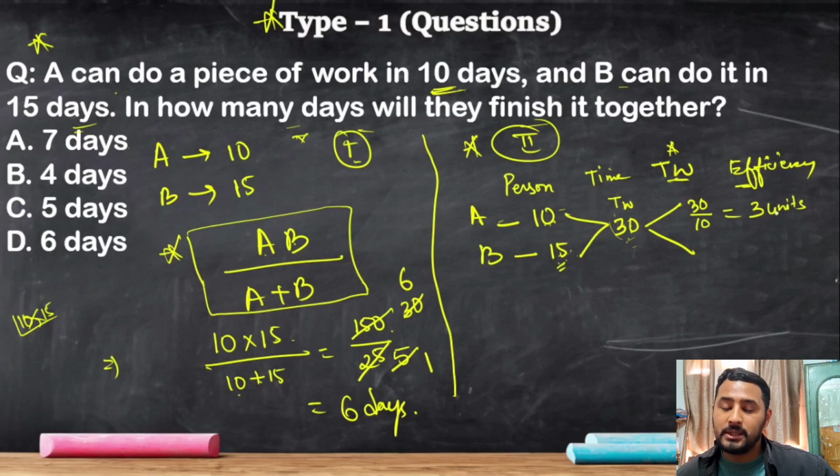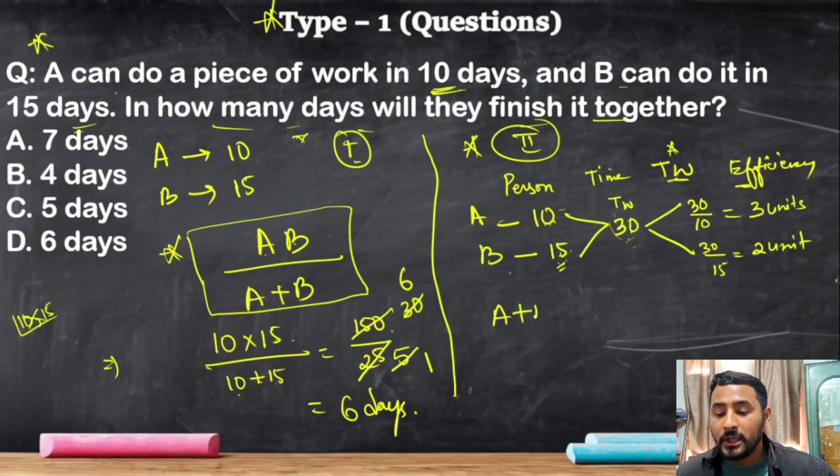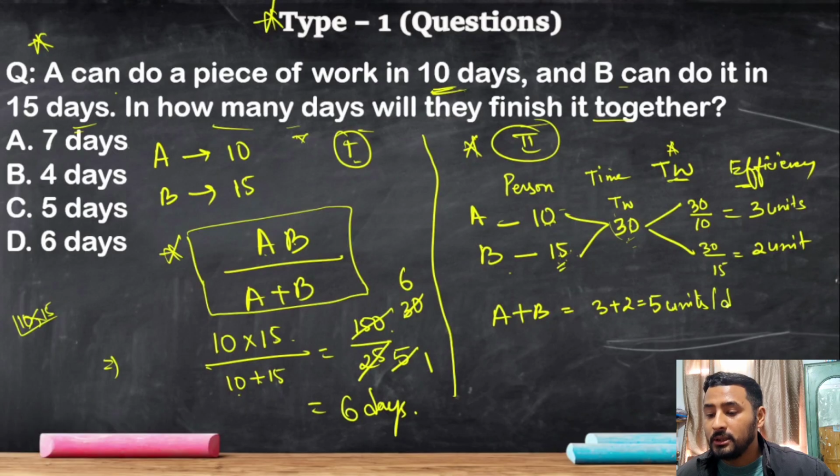A can complete 3 units per day. Now B: what should you do? 30 divided by 15, right? So you'll get 15 into 2. So B can complete 2 units of work per day. But as per the question, in how many days will they finish it together? Together means A and B are working together. A plus B, add their efficiency. 3 plus 2 will be 5. So if they work together, they are completing 5 units of work per day.